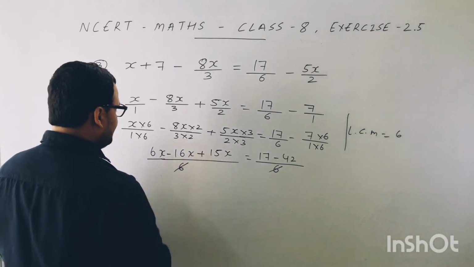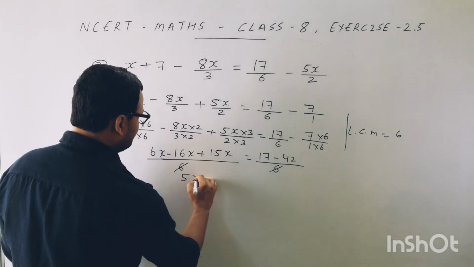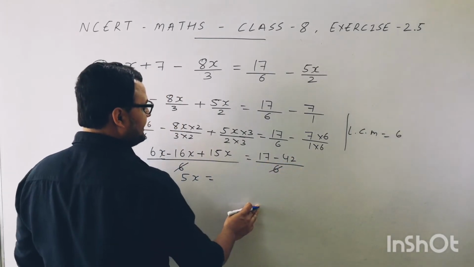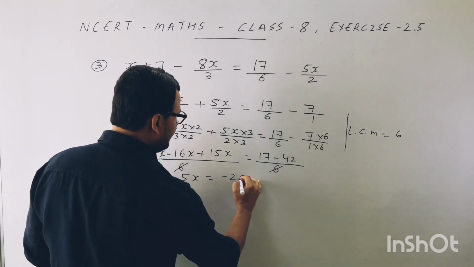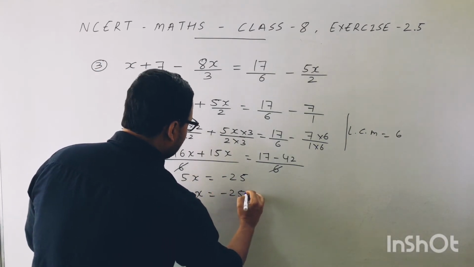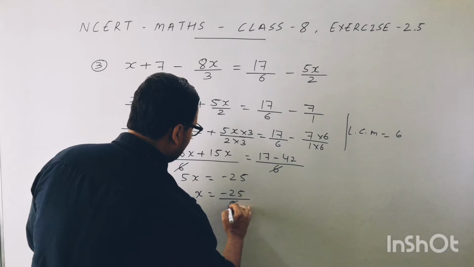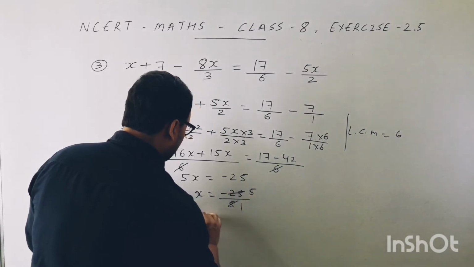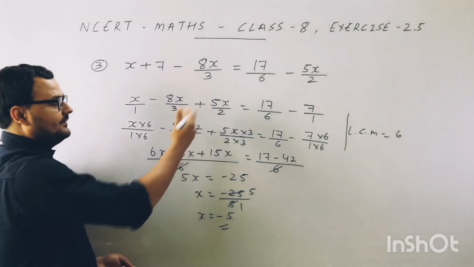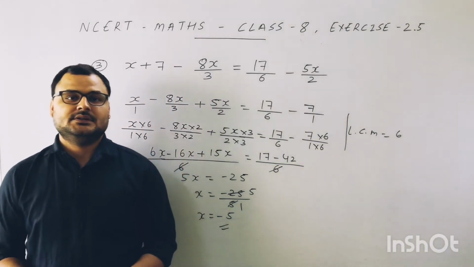21 minus 16, we get 5x equal 17 minus 42. When we simplify, we get minus 25. Then x will be minus 25 divided by 5. 5 ones are 5, 5 fives are 25. So the value of x equals minus 5 for this question.